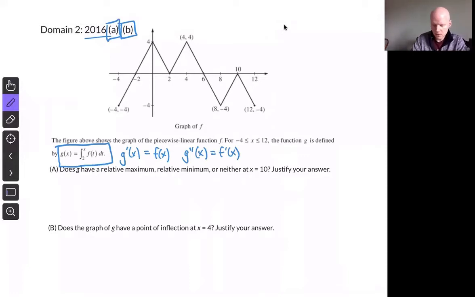Well, in order for a function g to have a relative minimum, something that looks like this, we see that g prime has to go from being negative to being positive. And on the same token, in order for g to have a relative maximum, like here, then g prime has to go from being positive to negative. So we need a change in signs.